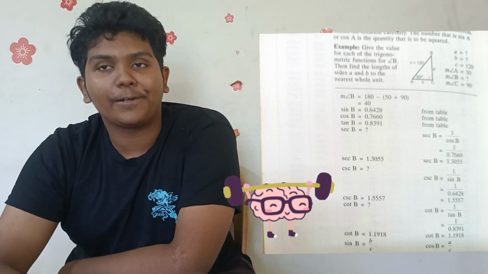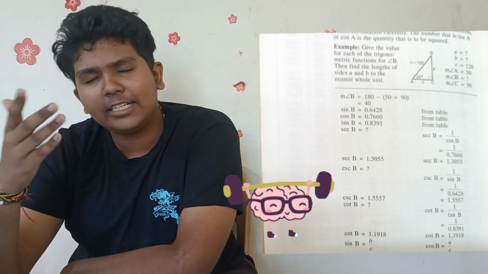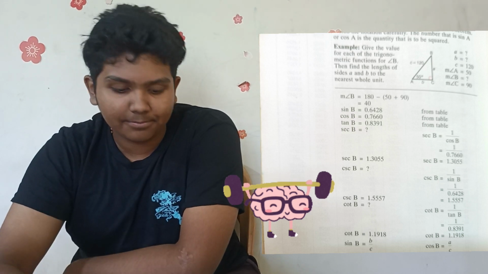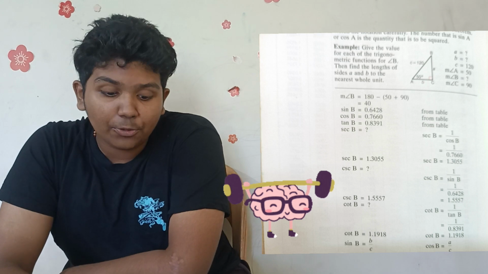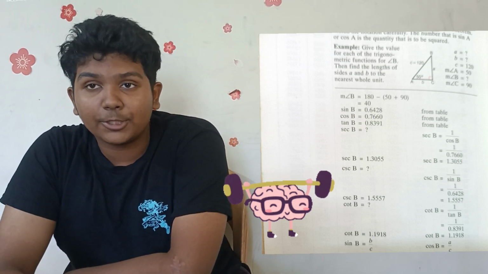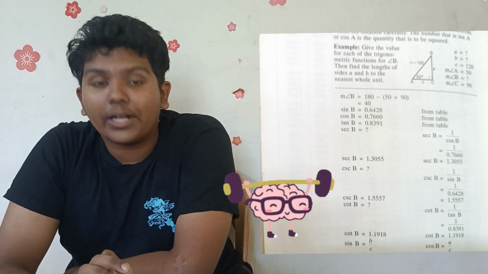Now, what is the cot B? Cot B is equal to 1 by tan B, right? So it will be 1 by 0.8391, which will be equal to, I'm not going to let you solve it because you will take too much time. No offense. So it will be 1.1918.